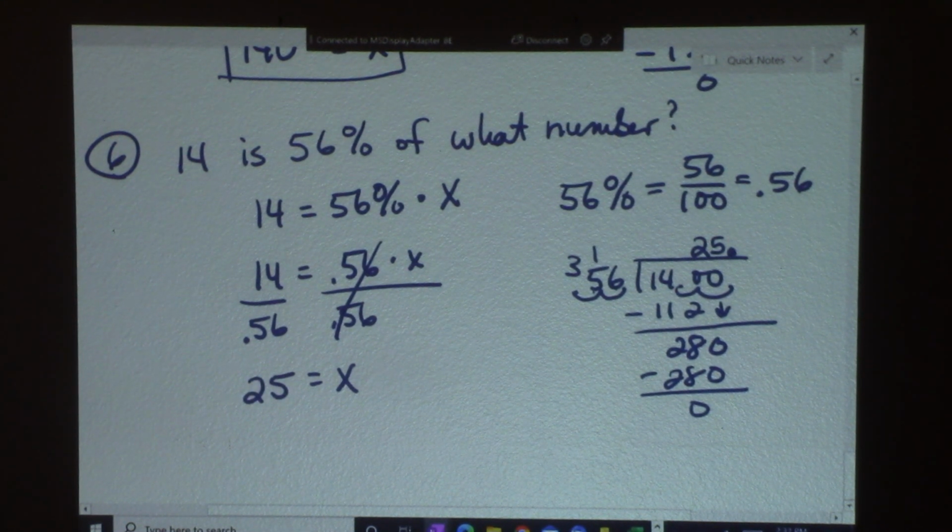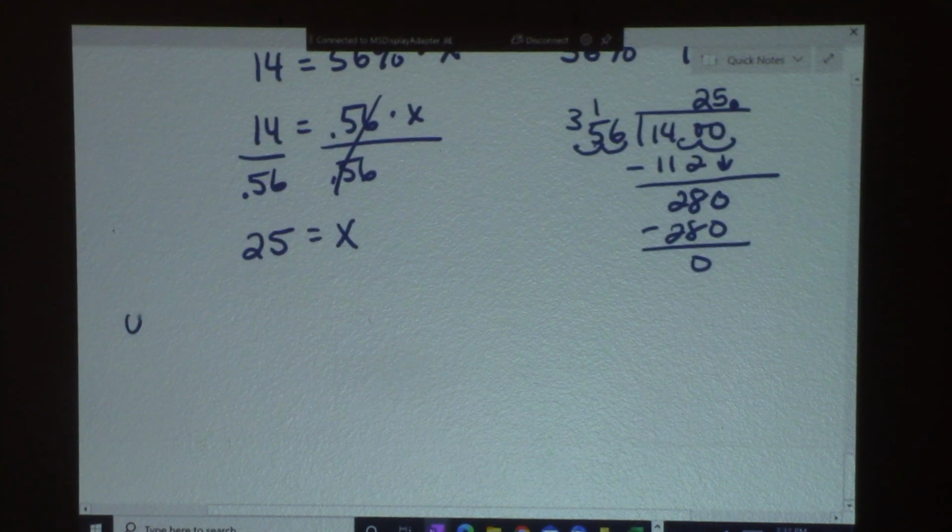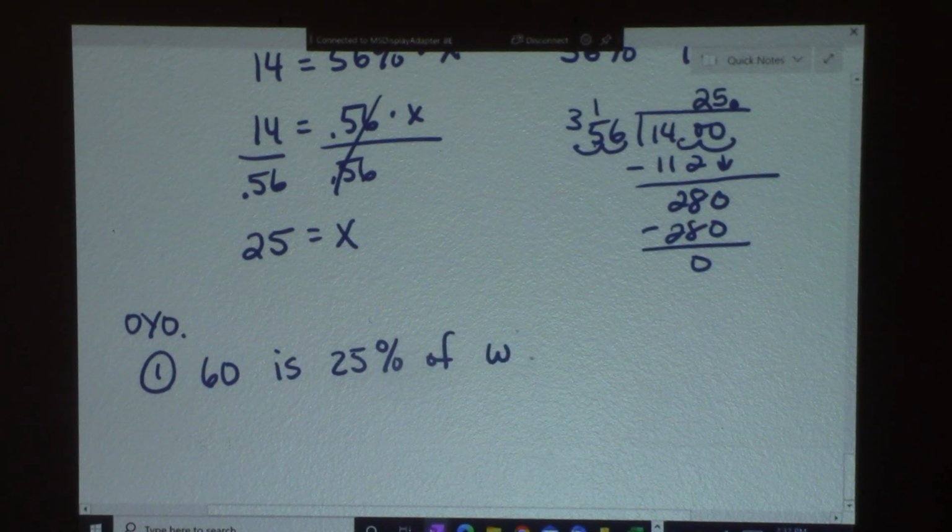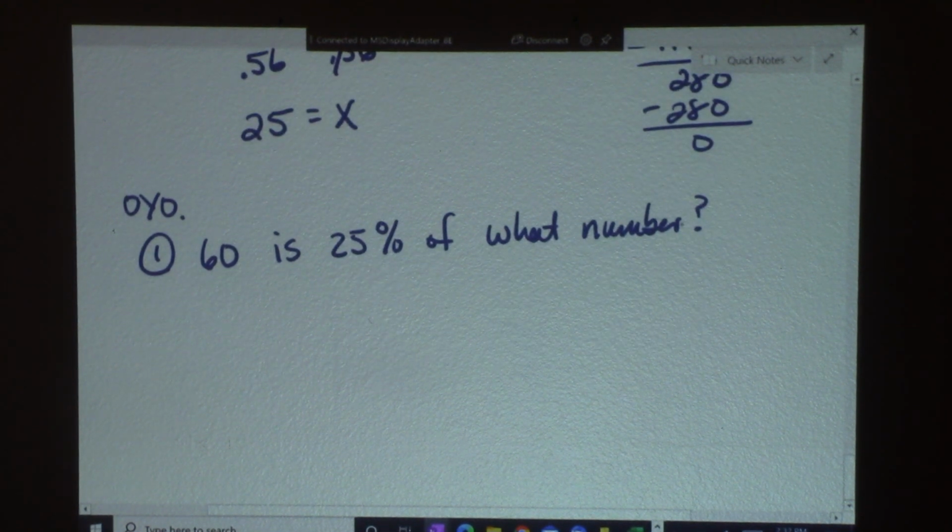All right, I want you guys to try one. And that will be our last problem. 60 is 25% of what number? Okay, go ahead and work on that one. And pause the video.